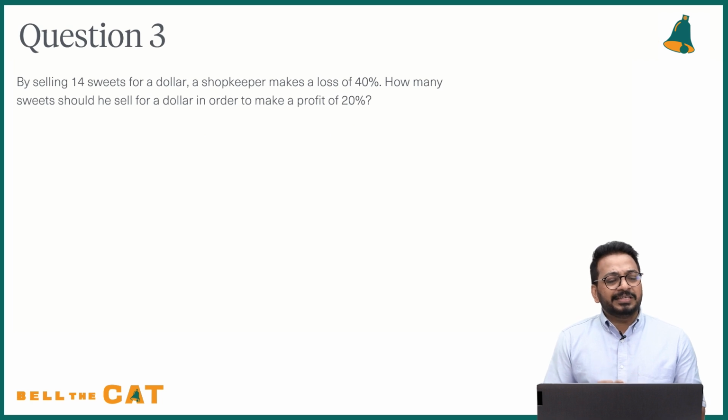By selling 14 sweets for $1, a shopkeeper makes a loss of 40%. How many sweets should he sell for $1 in order to make a profit of 20%? Okay, so that's what they're saying.